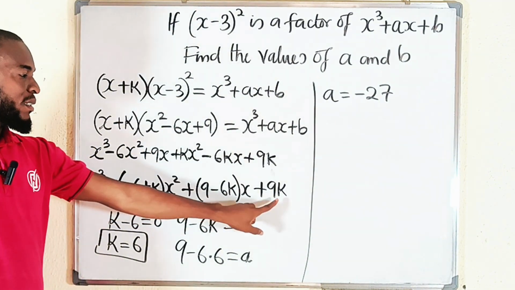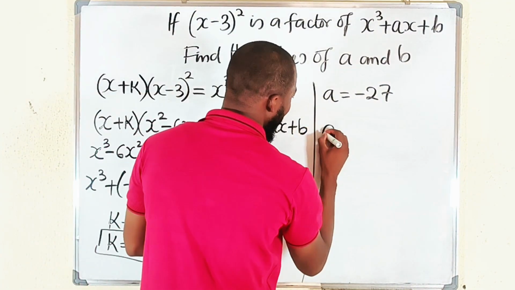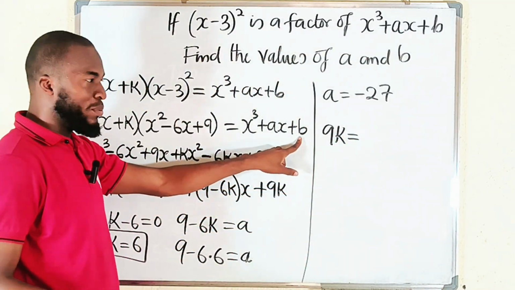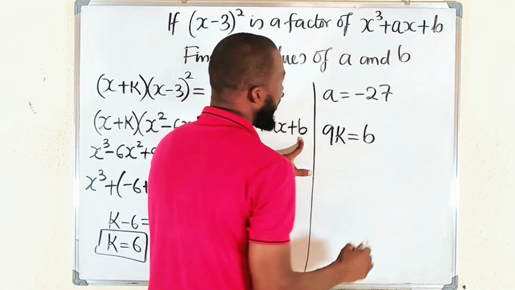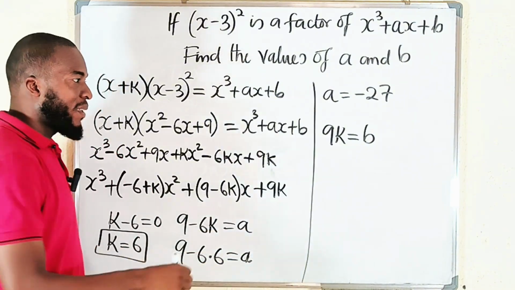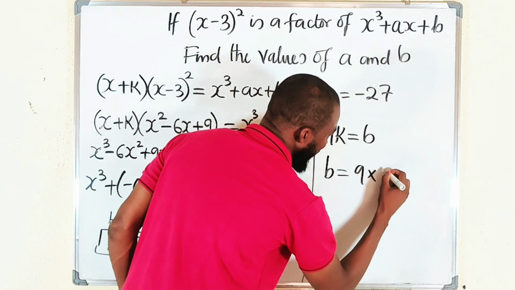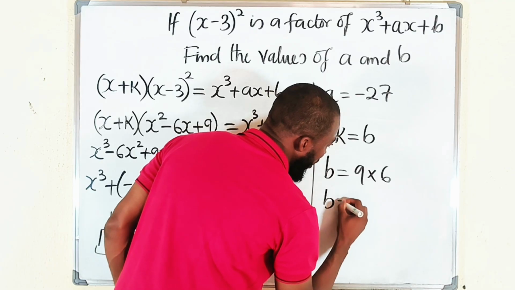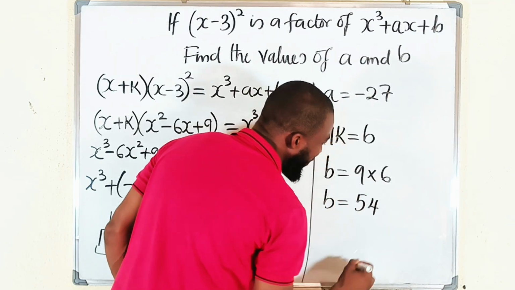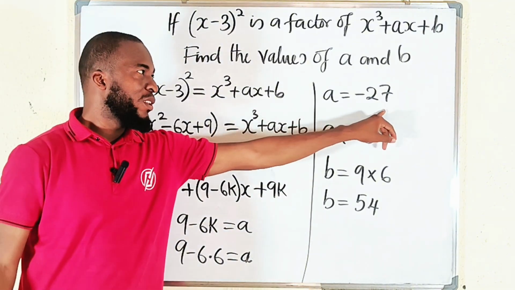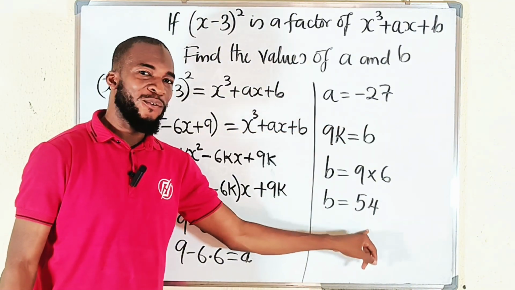Then the constants. The constant here is 9k. And what is the constant here? Just b. But we know that k is 6. Therefore, b is equal to 9 times 6, which is what? 54. Yeah, we got the same solutions. A is minus 27 and b is 54.